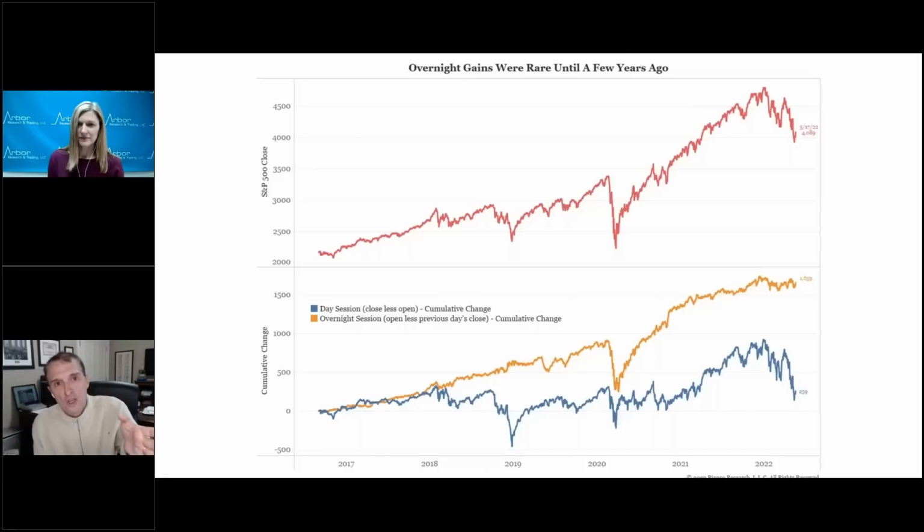So from the close, a lot of earnings reports and overnight news happens, and how did the market open? And then the blue line is from the open to the close. What was the cumulative change during the NYSE, New York Stock Exchange day session? This chart, by the way, ends in mid-May of last year. I'll show you the rest in a second. The orange line is the majority of the gain. From 2016 to mid-May of last year, the majority of the gain in the stock market came overnight.